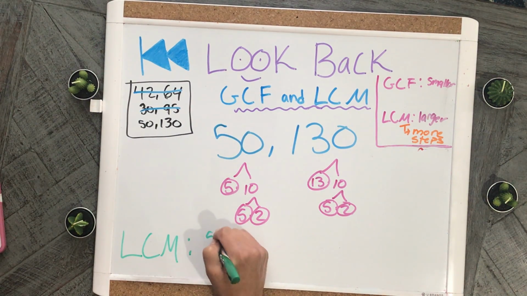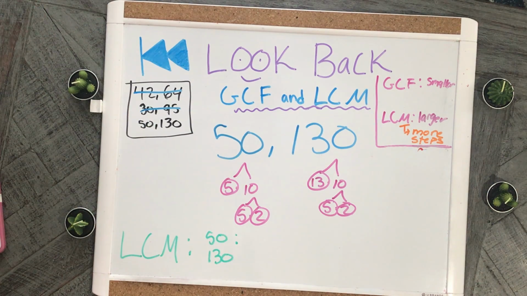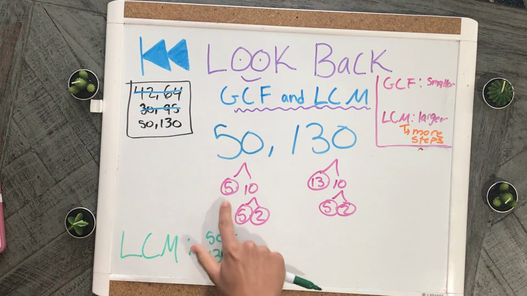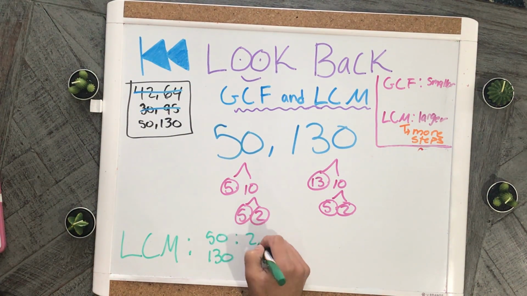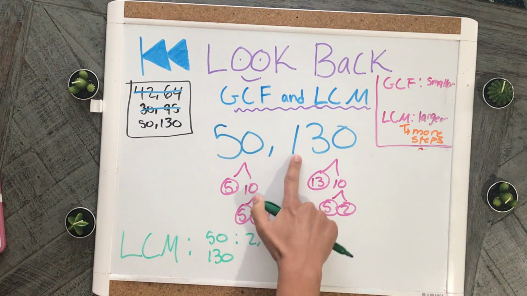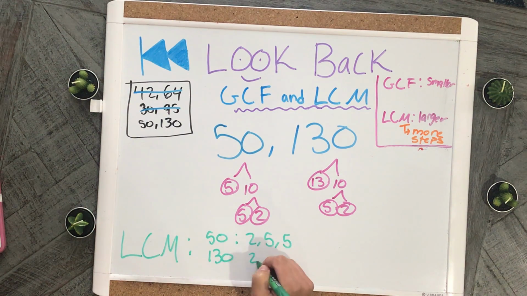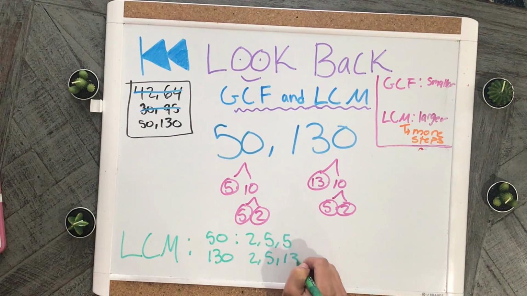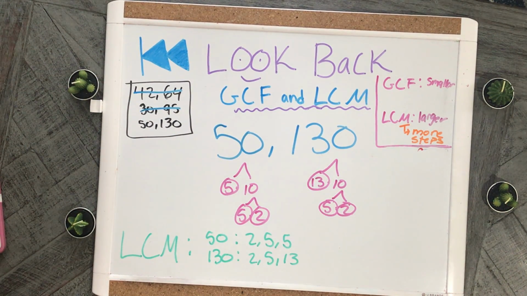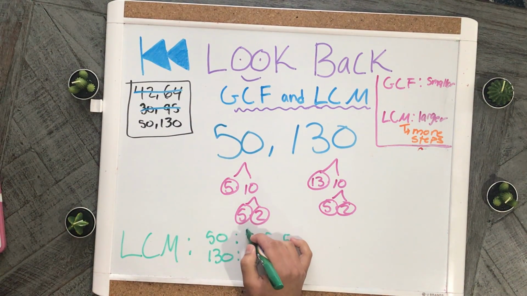Okay, we had 50 and 130. For 50, what factors do we have? We have 2, 5, and 5. And for 130, we have 2, 5, and 13 in order. So we have 2, 5, and 13. Alrighty, so we can still look at what's in common and remember to use that just once.